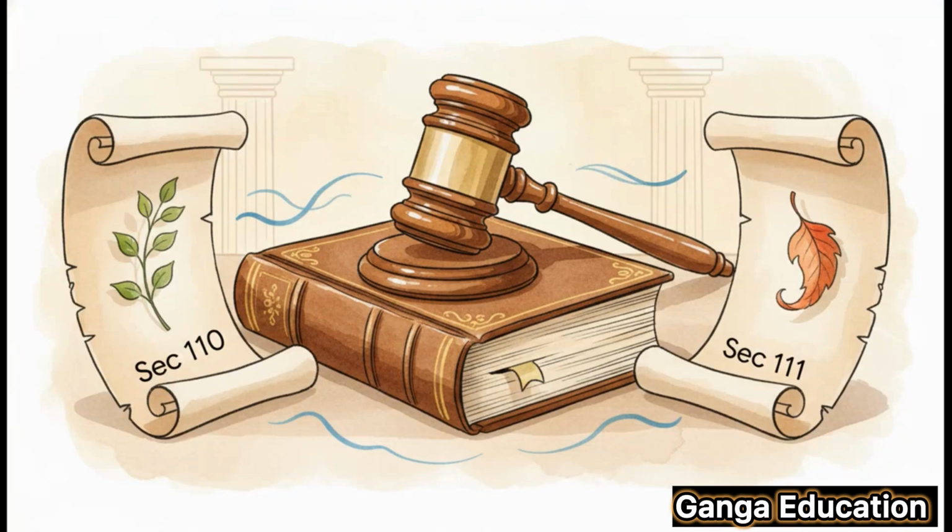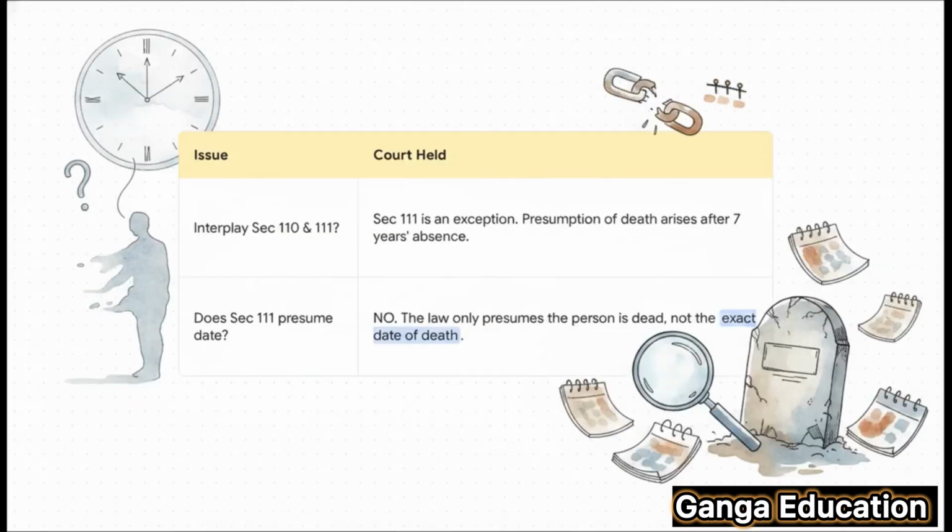In this context, the most important case you need to know is LIC of India versus Honorata. This is a landmark judgment that really clarifies the relationship between Section 110 and Section 111. The Supreme Court made two very important things clear in this case. First, that Section 111 acts as an exception to Section 110. After 7 years of absence, the presumption of death kicks in.